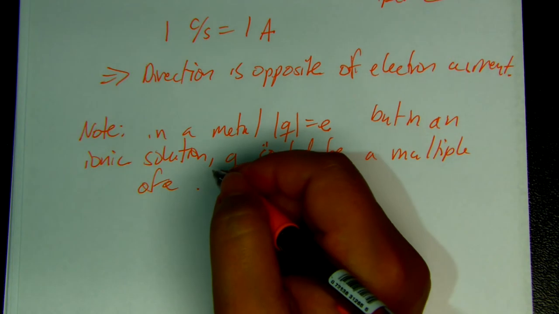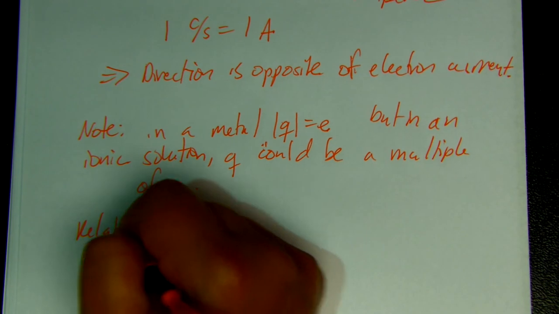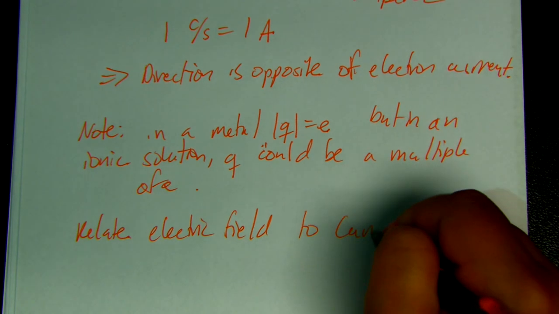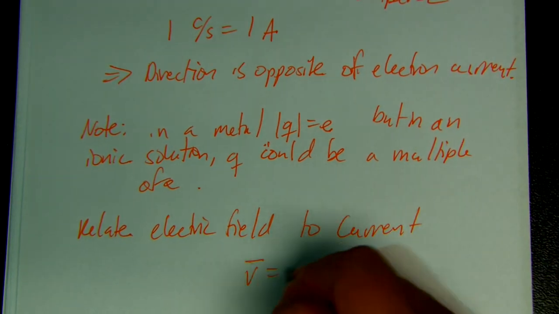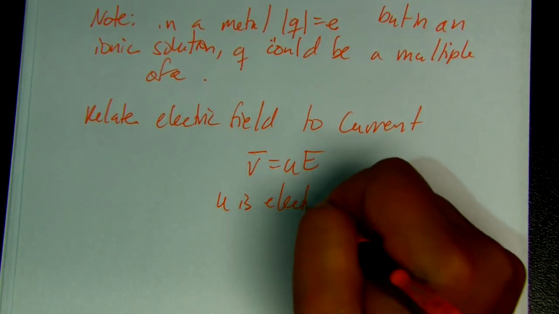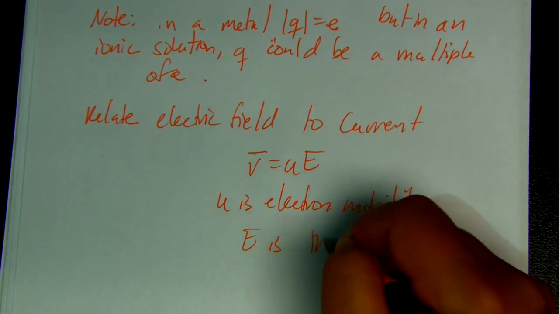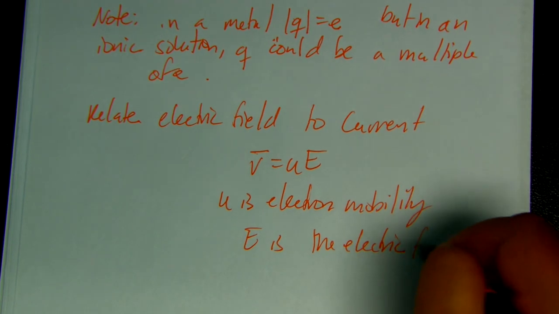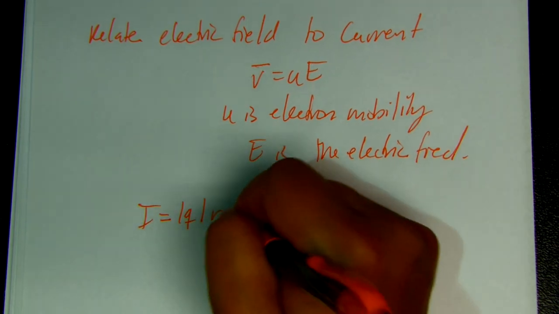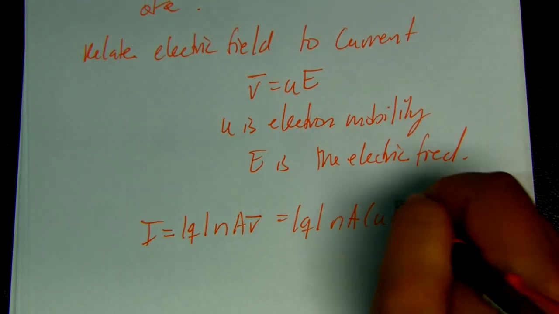All right, so let's relate electric field to current. So V bar is equal to uE. u is electron mobility. E is the electric field. And so you can write I is equal to Q NA V bar, which is equal to Q NA u E.